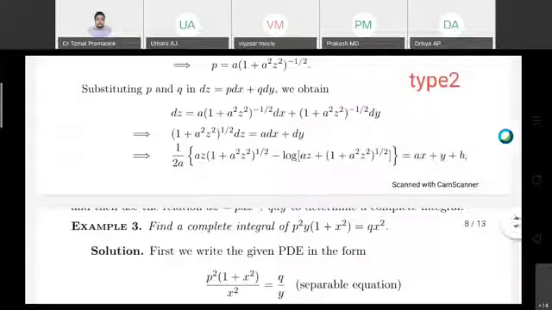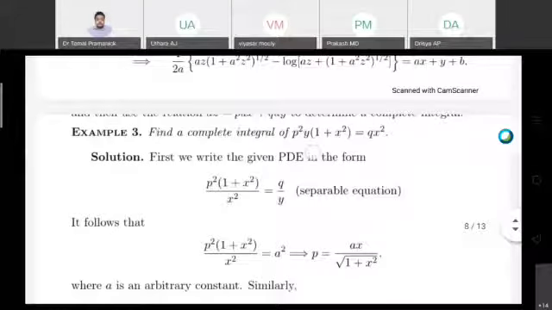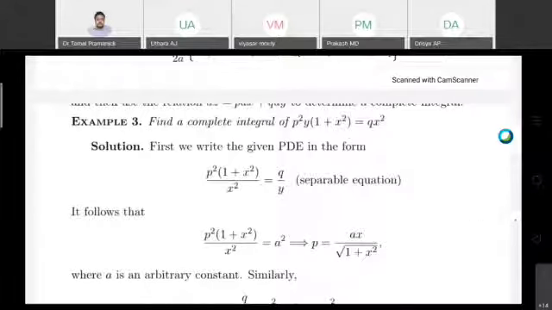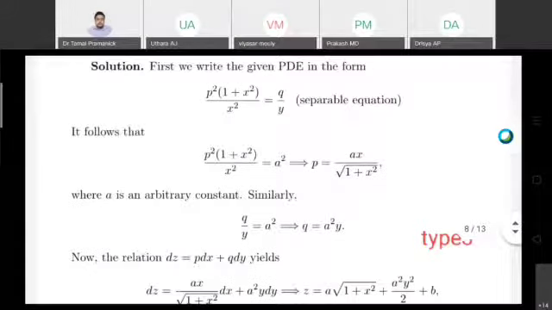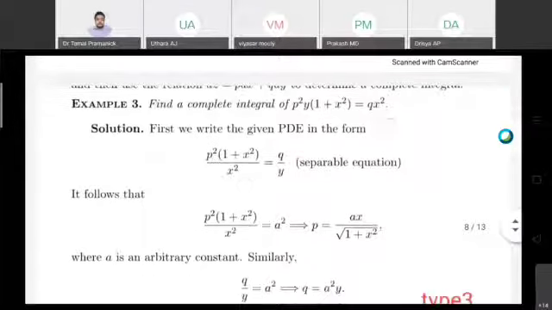Okay, they have done the integration. Similarly, now you see p, q, x, y are present, no z term is present. So this is type 3. Type 3 means you have to do separation of variables: x on one side and y, q you take on the other side.